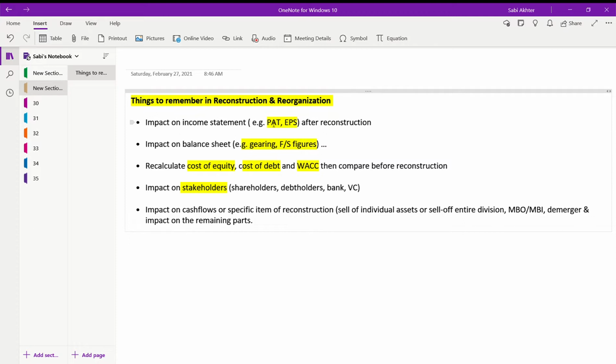So these are a few stakeholders. Main stakeholders: shareholders, your debt holders, your bank or VC. What is VC? Venture capitalist. We all know how important a venture capitalist is in reconstruction and reorganization. Sometimes they will give you the facts about the VC, sometimes they will not. So it depends on the case study. But shareholders and debt holders, definitely you have to give the impact.